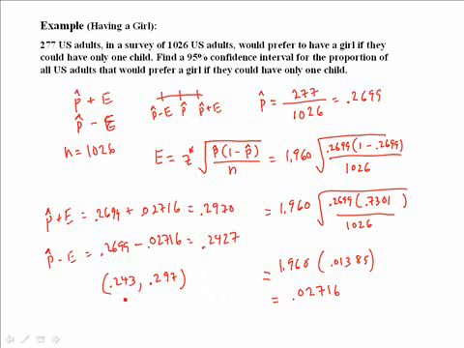This is the lower endpoint of it, and this is the upper endpoint of it. And what we're saying is we're about 95% sure that the population proportion is somewhere in that interval. So between 24 and 29, roughly between 24 and 30% of U.S. adults would prefer to have a girl if they could only have one child.